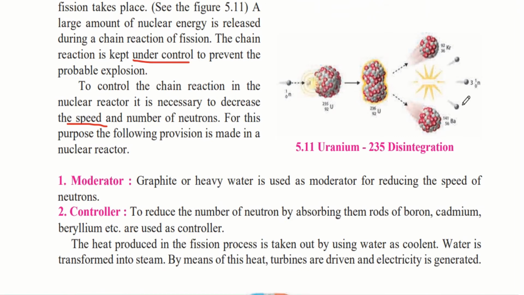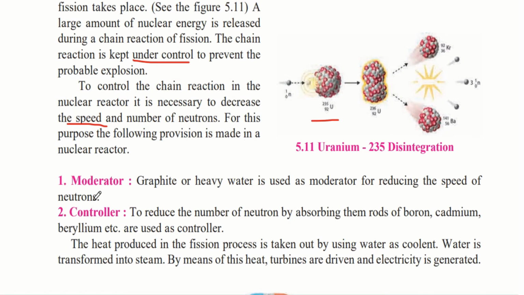Before that, let us see this example of a chain reaction. So this is one neutron that is being bombarded into one isotope of uranium. This uranium breaks down into two separate elements, that is krypton and barium, and these can further be broken down into several other elements.